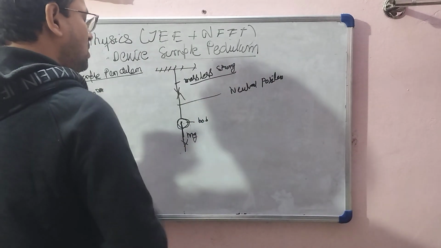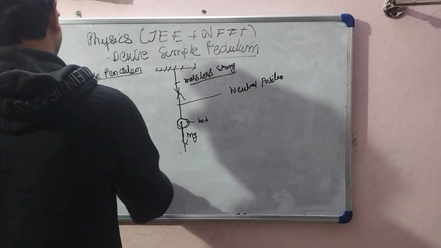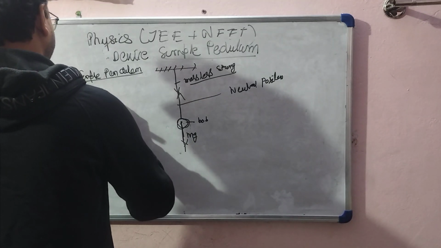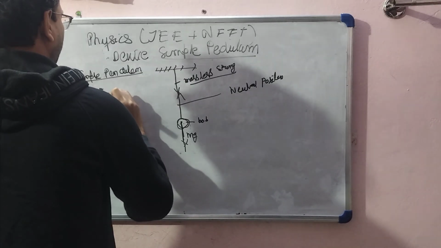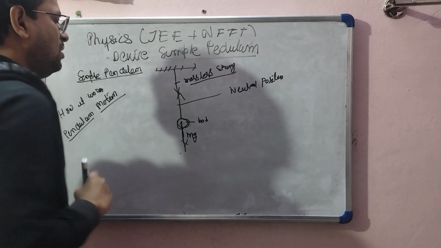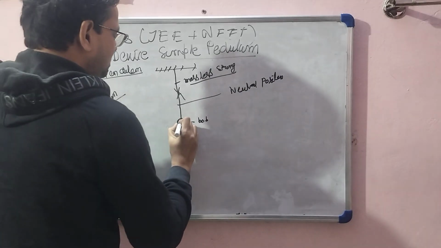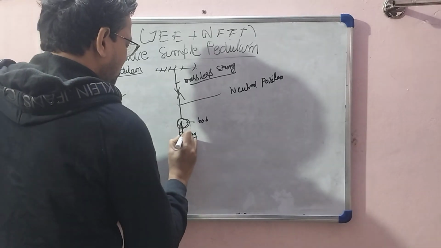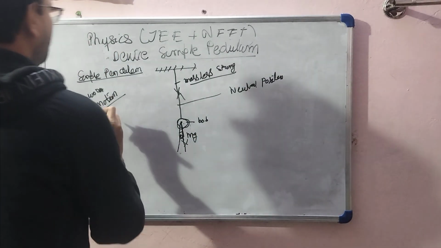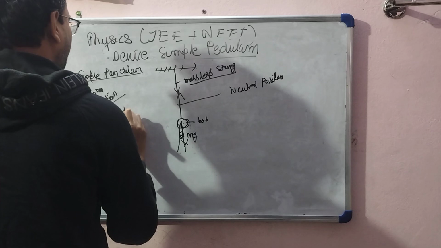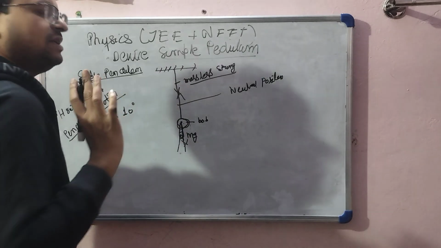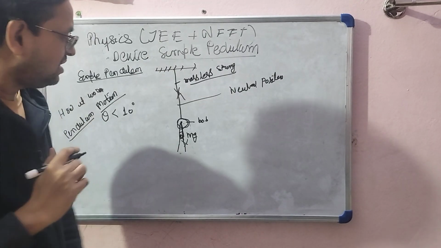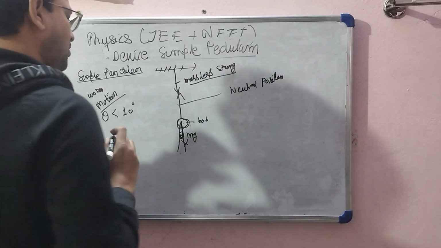How does it work? Pendulum motion. There is a small angle theta. Theta less than 10 degrees. This is the condition. Theta is less than 10 degrees.